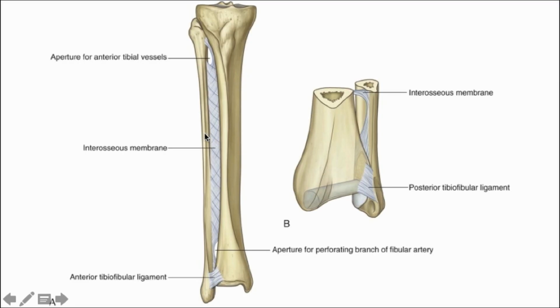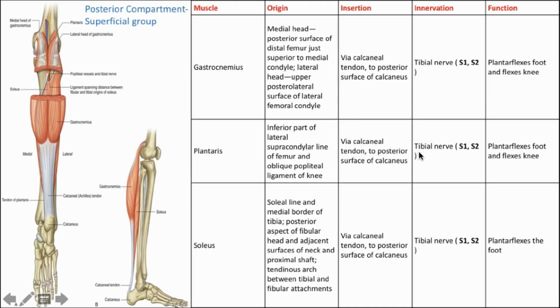The distal ends of the fibula and tibia are held together by the inferior aspect of the interosseous membrane. And then we have corresponding ligaments at the end, right? Here towards the bottom, we have the posterior tibiofibular ligament, and then we have the anterior tibiofibular ligament. And those link them together.